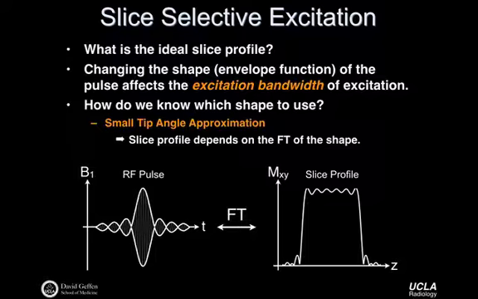We would like to have perfect rect functions, right? Just perfect excitation evenly through the slice. We don't get that. One of the reasons we don't get that is because we would have to have an infinitely long sinc pulse, and that would take a long time to apply. Short story. When we come back, we'll talk more about excitation.